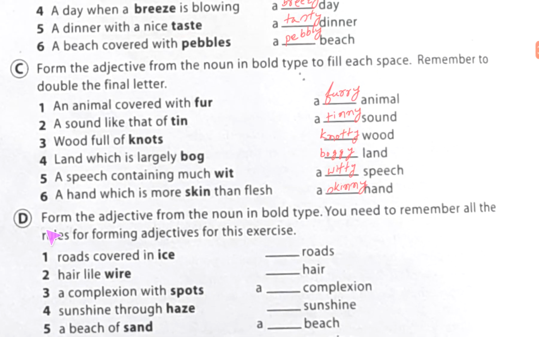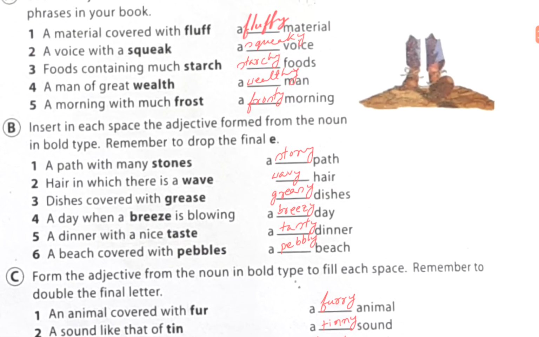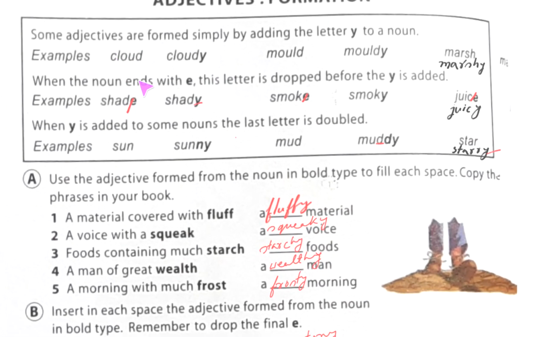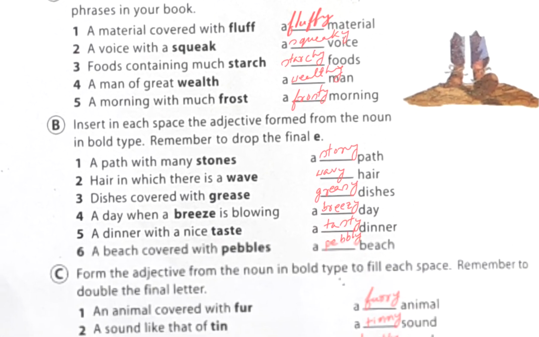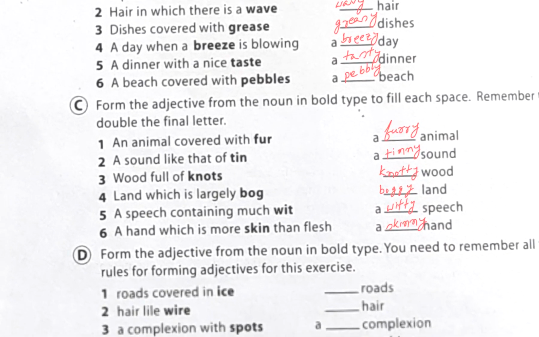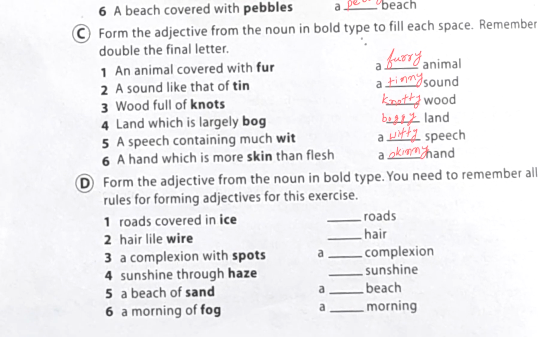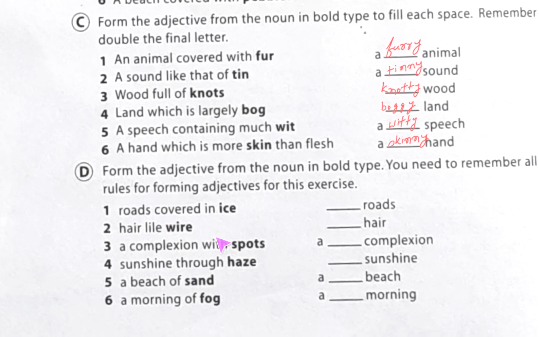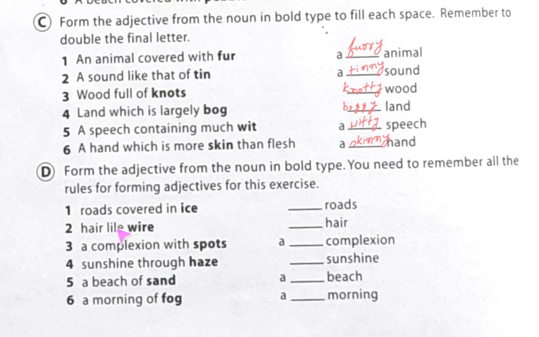Exercise D. Form the adjective from the noun in bold type. You need to remember all the rules for forming adjectives for this exercise. Means the three rules we read the first time, we have to use them in this exercise to finish it. So let's do here. First one, roads covered in ice. At the last here is E, so we know there was one rule.